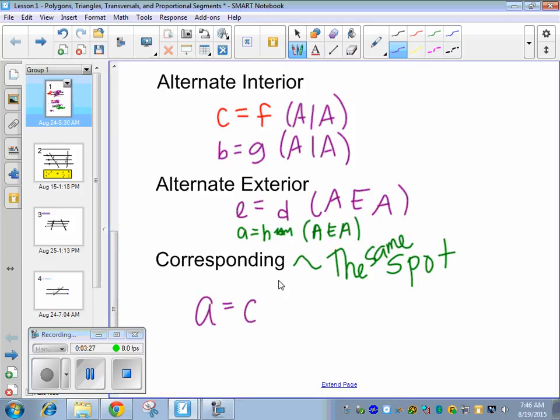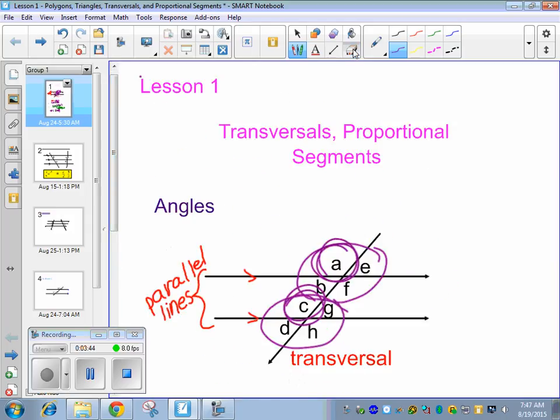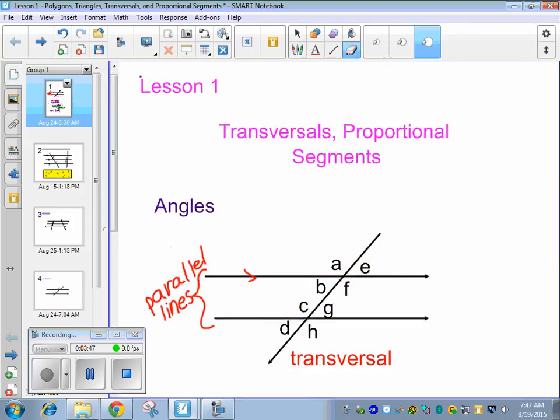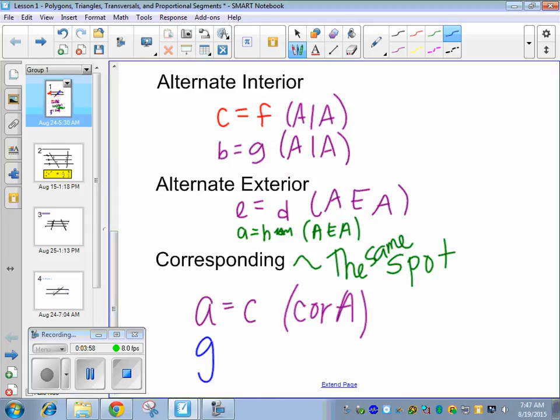So for corresponding angles, we already used CA, so I don't really know what else we should use. Corresponding angles. How's that? Okay. So A and C are in the same spot. Who can give me another one that's in the same spot? Ethan? G and E. I agree with you. Those are corresponding. G is equal to E by corresponding angles.